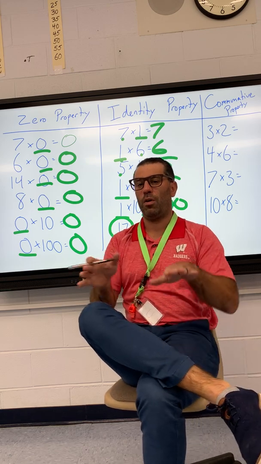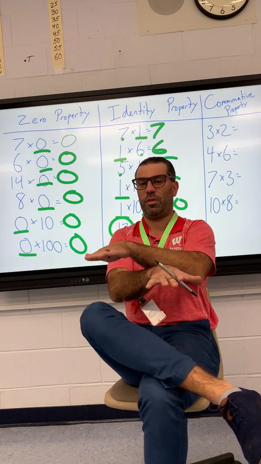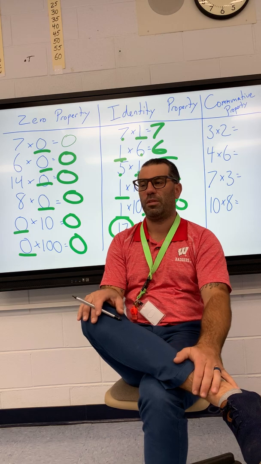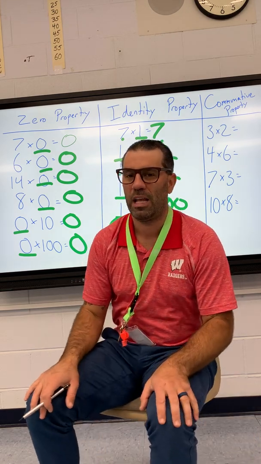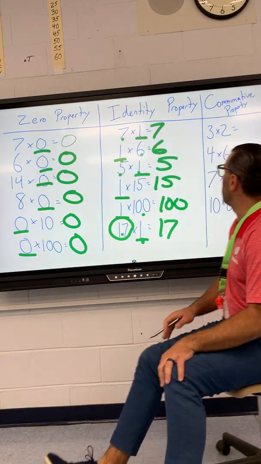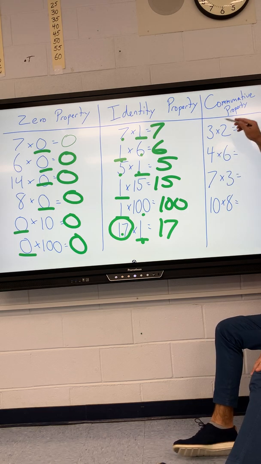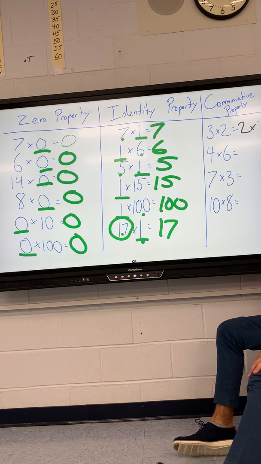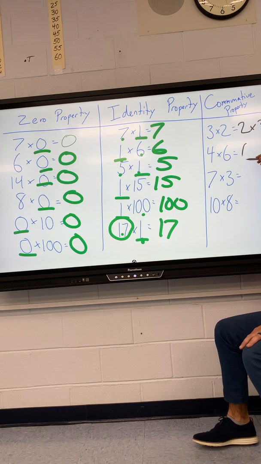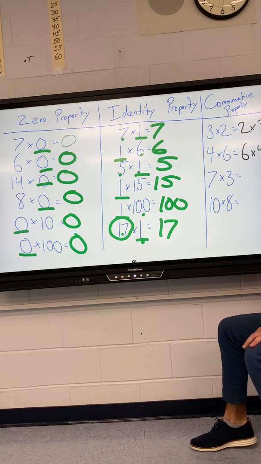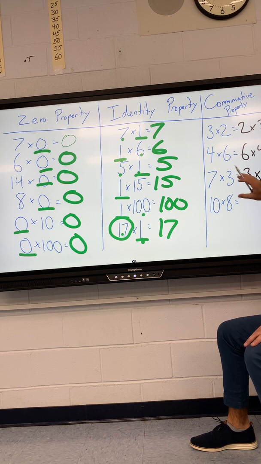So, but for now, you just have to understand you could just flip the numbers around. Sometimes they're called turnaround facts. In third grade, we call it commutative property. So watch. 3 times 2, just flip them around. 2 times 3. 4 times 6, 6 times 4. 7 times 3, 3 times 7. You see, that's why they call it the turnaround facts, because they're just turned around. 10 times 8, 8 times 10.